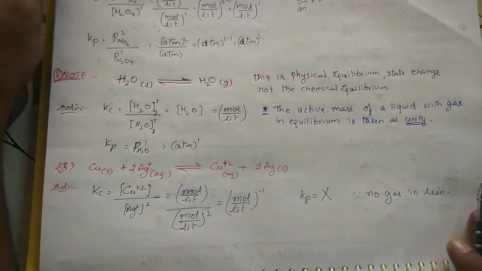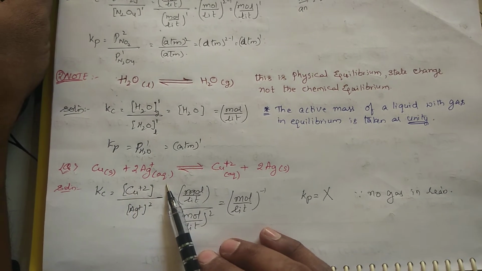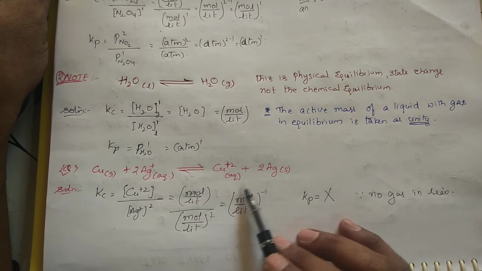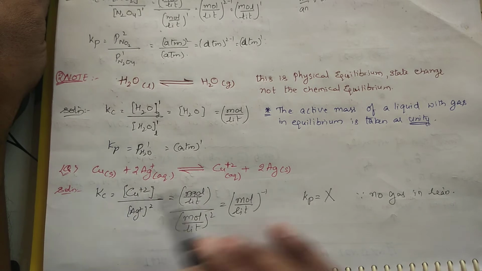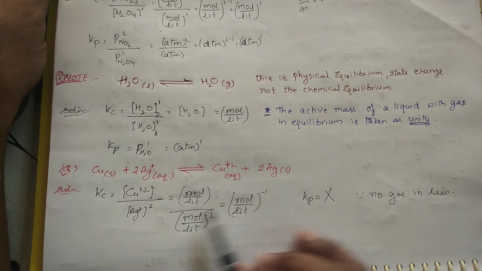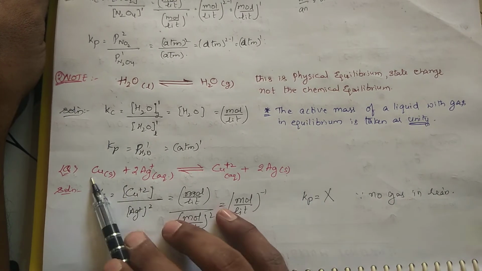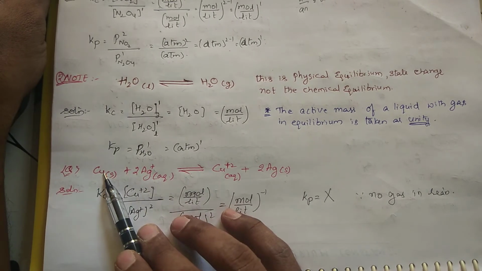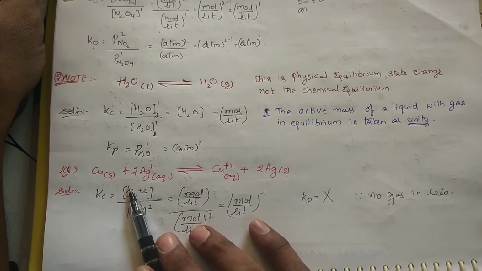And going for the example, see here, Cu solid plus 2Ag+ in the aqueous solution is in equilibrium with Cu2+ aqueous plus 2Ag in the solid state. If you write the equilibrium constant, products: Cu2+ aqueous, and this one should be Ag whole power 2. We are not taking this because this is in solid state. Among the reactants, it should be in the denominator. Cu is solid, we will not take this one into consideration, so [Ag+] whole square, because stoichiometric coefficient is 2.